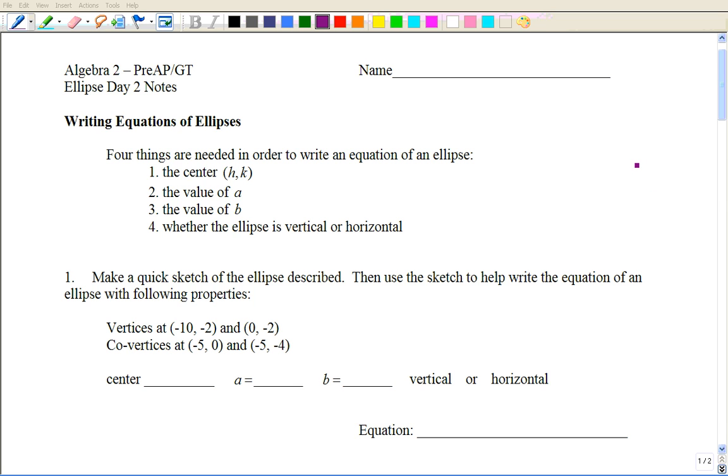Hey everyone, here's Ellipse Day 2 notes and examples. And here again we have the notes page. If you already have them, then great, you can just follow along. If not, maybe print them out so you can have something to write on.